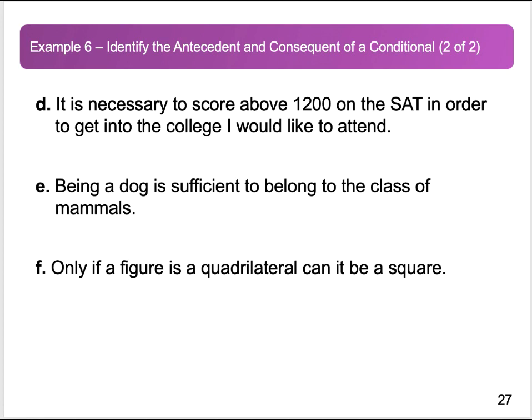Now, the word sufficient is going to be the exact opposite. Here, the antecedent will be being a dog. So if you are a dog, then you belong to the class of mammals. So our antecedent, being a dog, our consequent, belong to the class of mammals. And then finally, only if a figure is a quadrilateral can it be a square. So that only if is going to replace the then part of the statement. So here, if a figure is a square, then it's a quadrilateral.